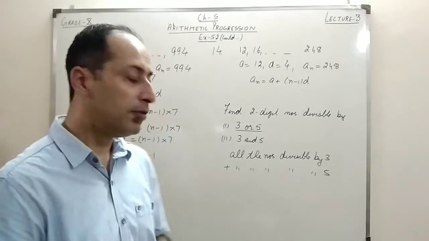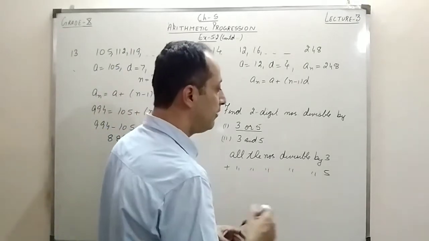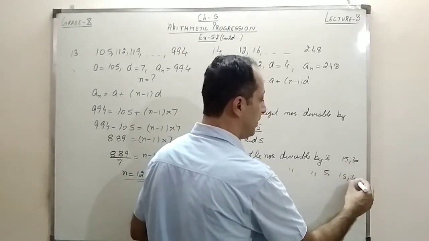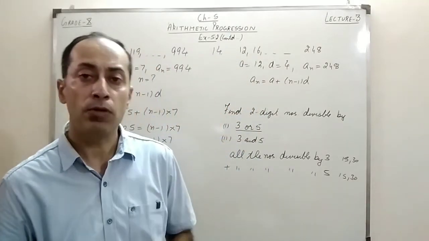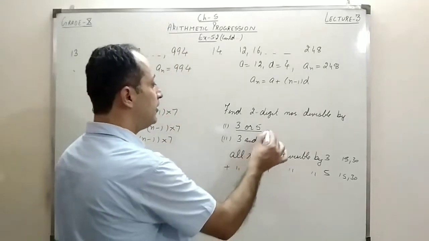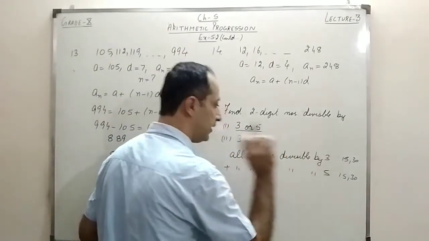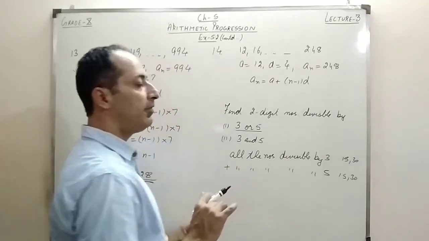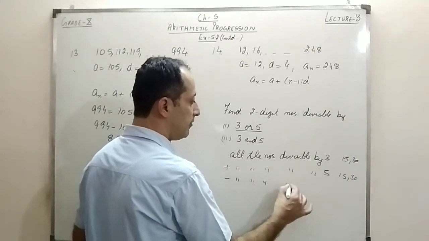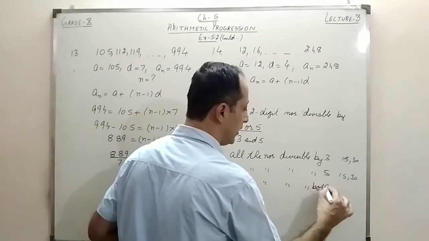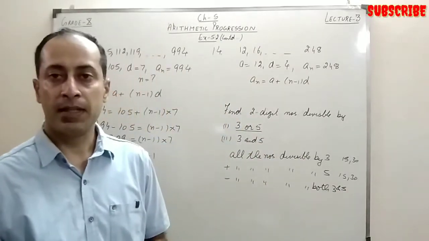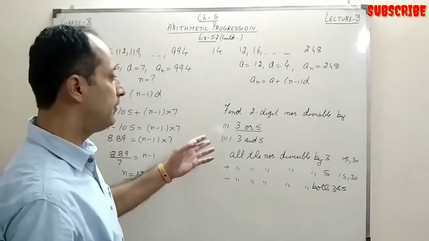So 15 will be coming here also and here also. 30 is coming here also and here also. It means these numbers will be counted 2 times. So I will have to subtract these numbers, right? So first I will find all the numbers divisible by 3, then I will find all the numbers divisible by 5, then I will subtract all the numbers divisible by both 3 and 5. So this is the way to proceed.